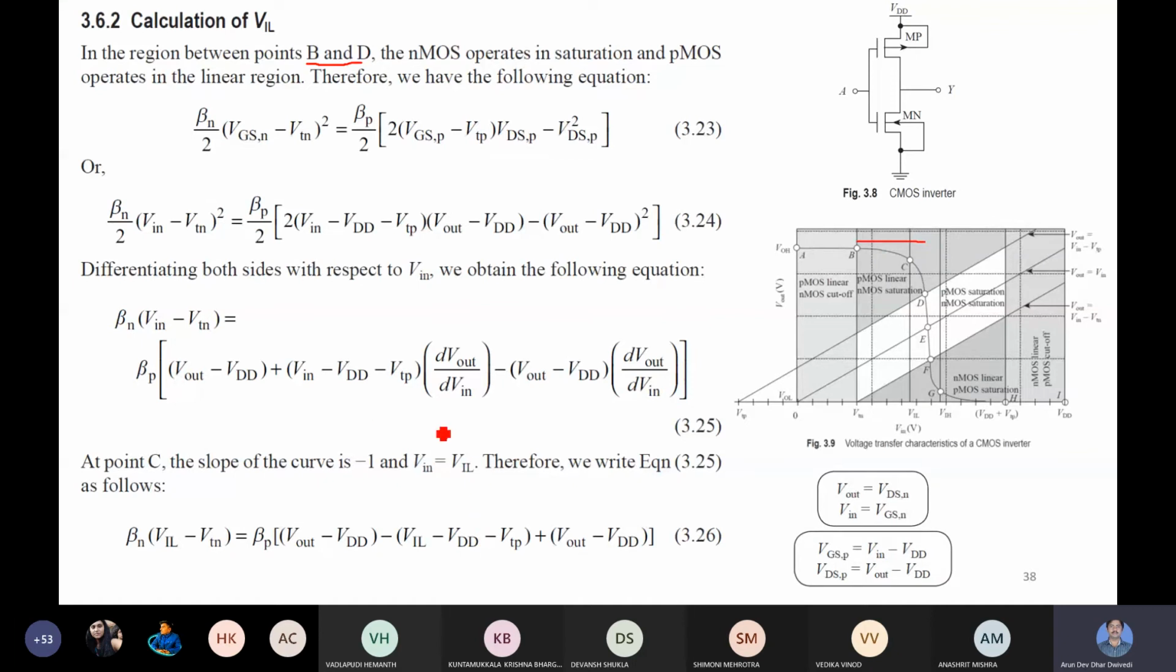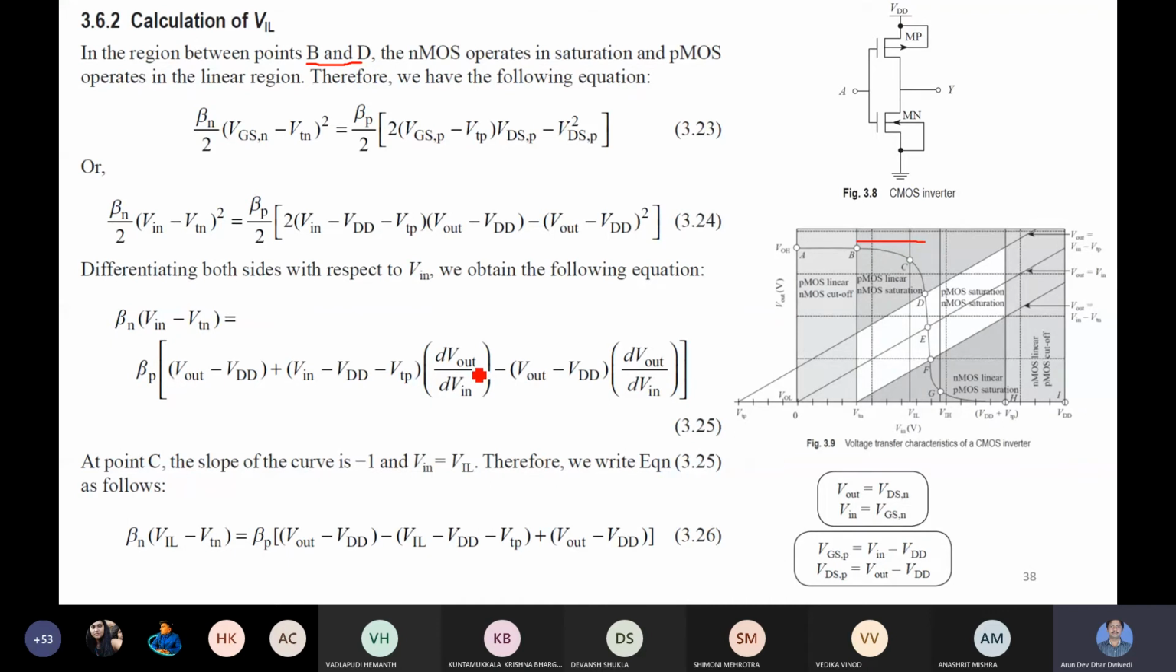Then solving, all this algebra you can do, and you come up to this step. After that we are going to differentiate with respect to Vin. The whole equation, left side and right side, is differentiated with respect to the input voltage. Then we get this new expression with terms in dVout by dVin. We are interested in the point where you get the negative slope because you want to find out VIL. VIL is defined as the first point where you get a negative slope. So at that point dVout by dVin should be kept equal to minus 1.